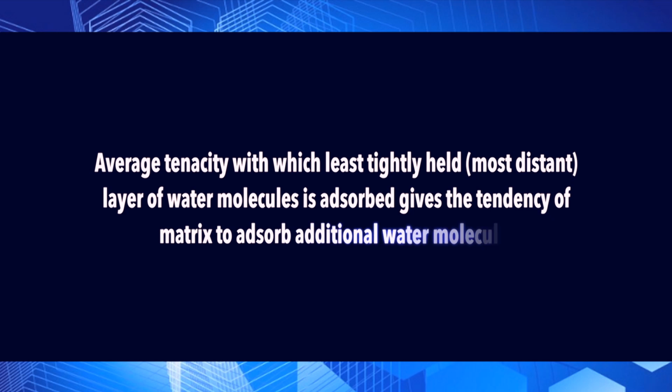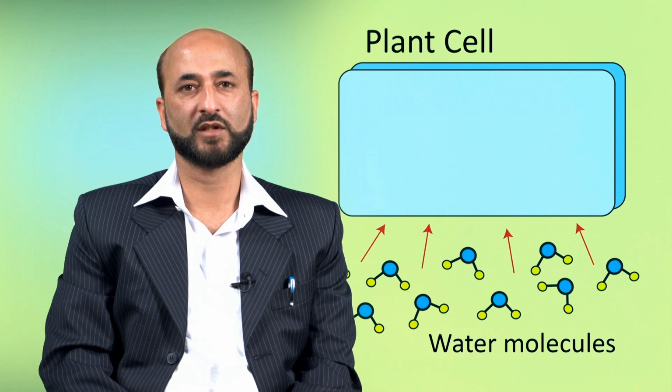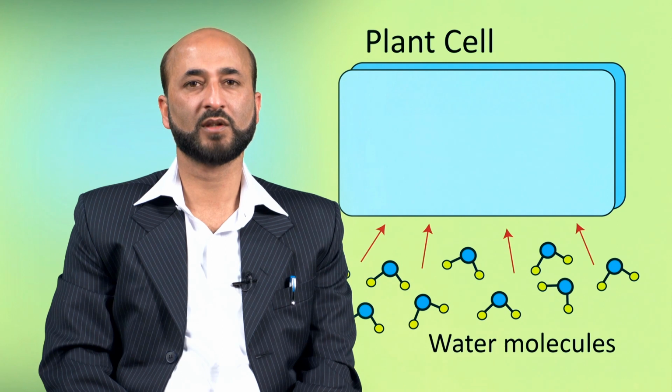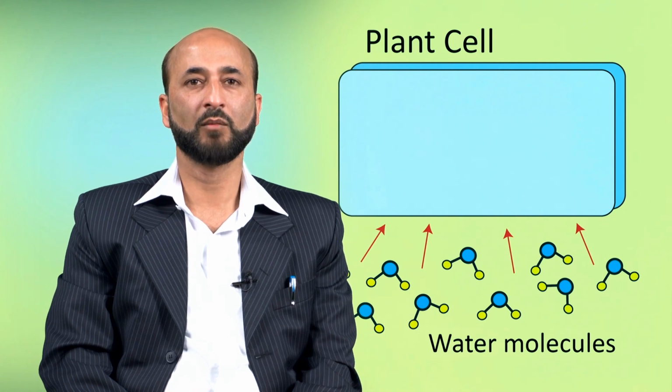The average tenacity with which the least tightly held most distant layer of water molecules is adsorbed gives the tendency of a matrix to adsorb additional water molecules. This tendency of a matrix to adsorb additional water molecules is called matric potential. Matric potential has same units as water potential. Matric potential, like osmotic potential, is always negative except when matrix is saturated with excess of pure water.